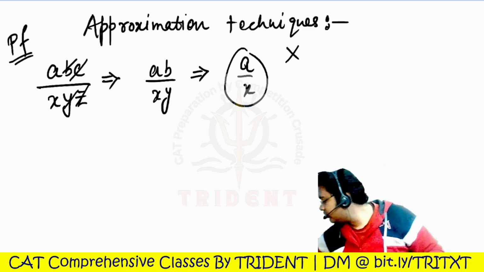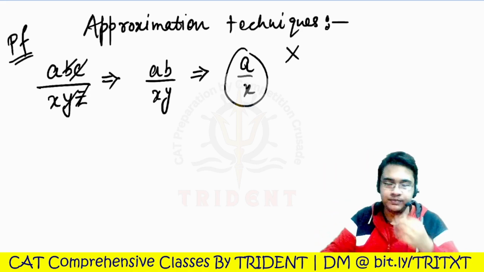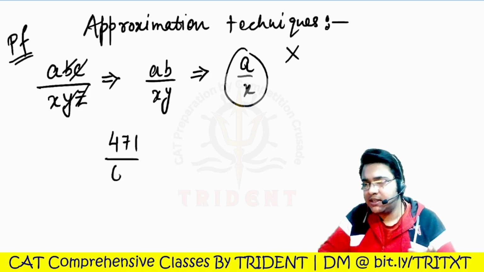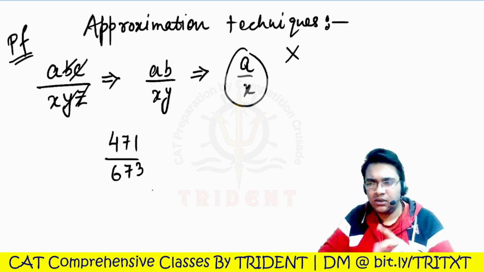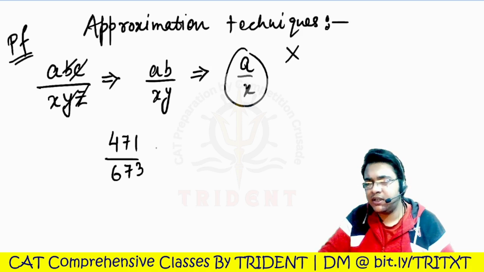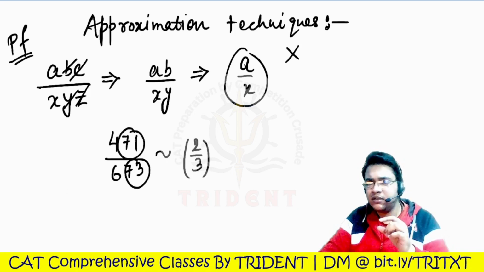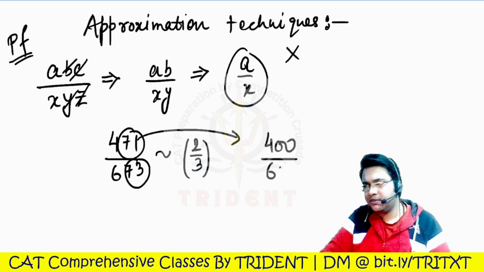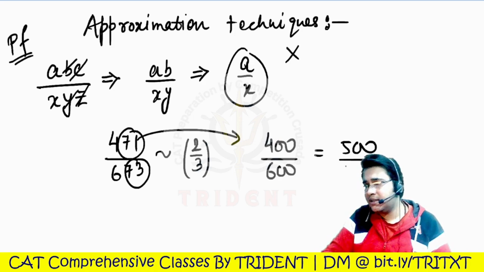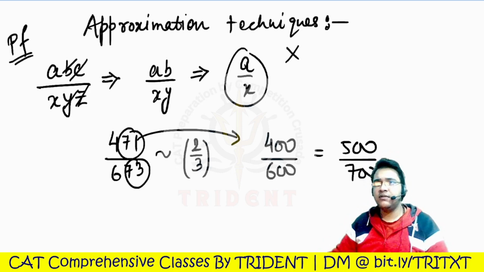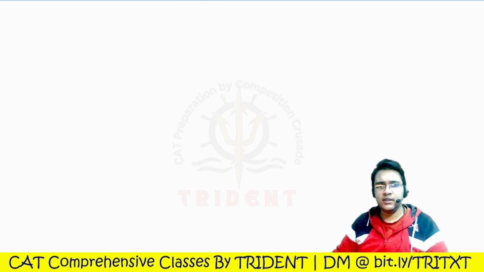Okay. So please understand what I'm going to say. Suppose a number is given to you like 471 by 673. Now, although I think this is not a very good number, because 71 and 73 still are close. So you will get this number close to 2 by 3 because of these two numbers. If you see, these two numbers are very close to each other. So in other words, I can approximate this to 400 by 600 or 500 by 700. But this is not a very good number, so let's make a better one. Random number, maybe.